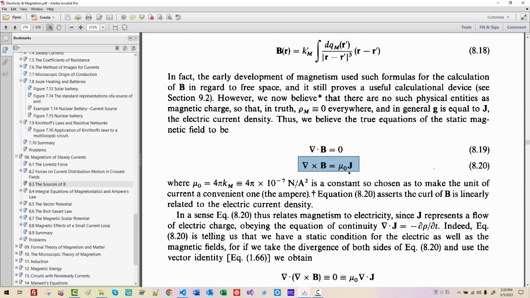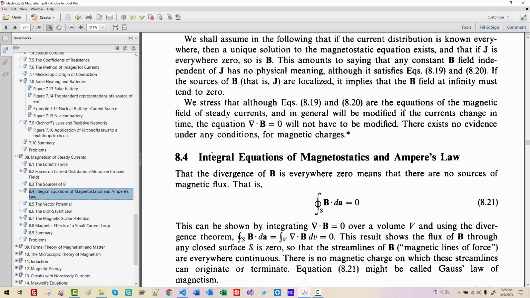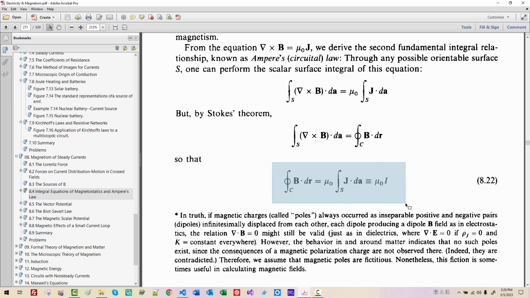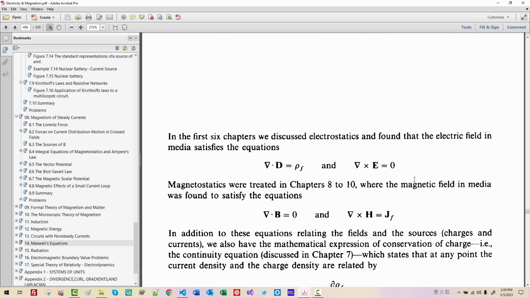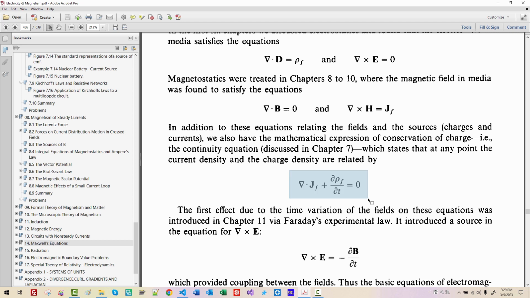In this case, the electric field is not yet introduced in this equation. In section 8.4, you can find integral equations of magnetostatics and Ampere's law. So, this is Ampere's law in integral form. We will eventually move to Maxwell's equations in chapter 14. If you scroll down, you can find this formula. This formula is called the continuity equation.